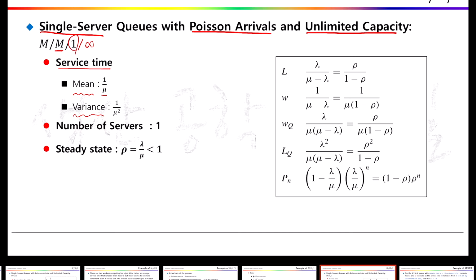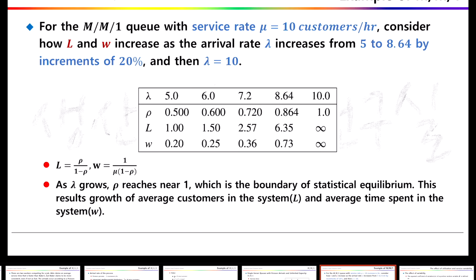And in order to be steady state, lambda has to be smaller than mu. And if this condition is satisfied, each calculation index is shown in this table. Okay, by use of this formula, let's resolve this problem.